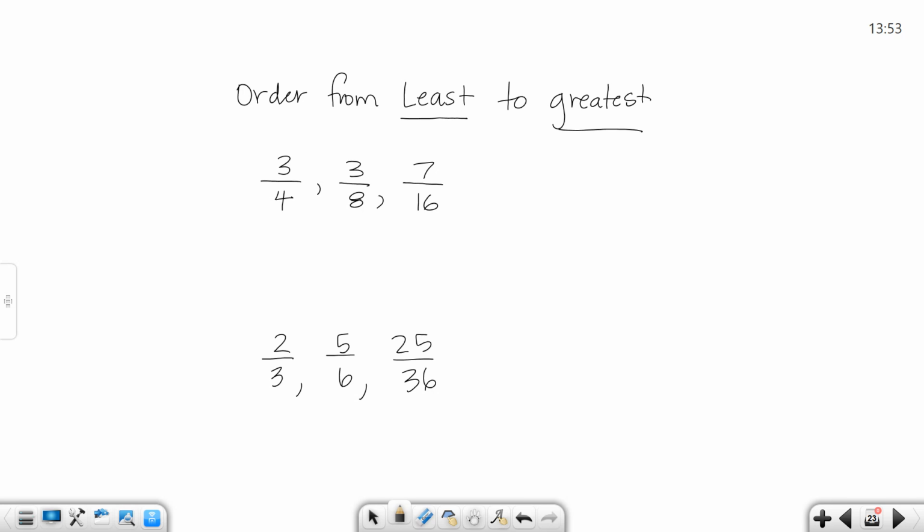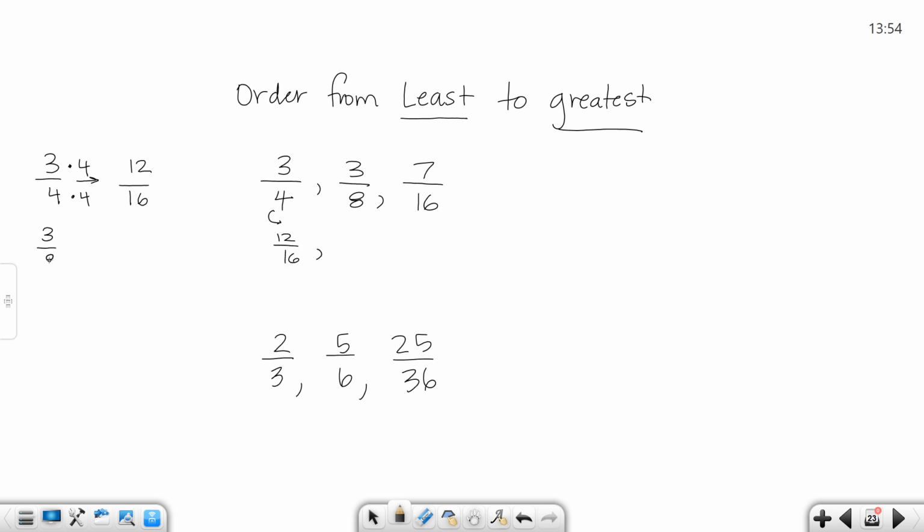So here we want to order our fractions, and it's hard to order them right now because they don't have a common denominator. So what I would encourage you to do now is get a common denominator. 4 and 8 and 16 all go into 16. So if I'm going to turn this into a 16, I'm going to multiply by 4 in the top and in the bottom. So this would be 12/16.